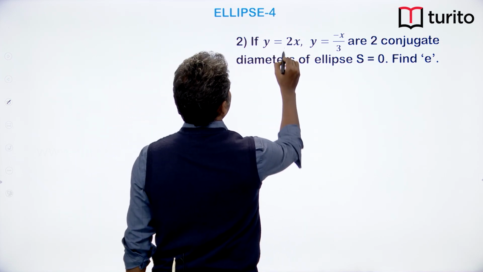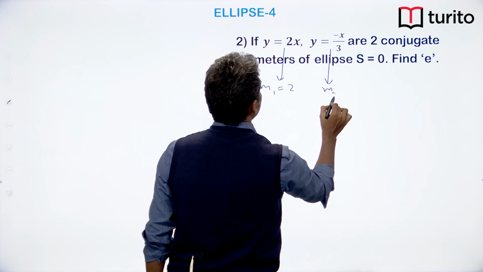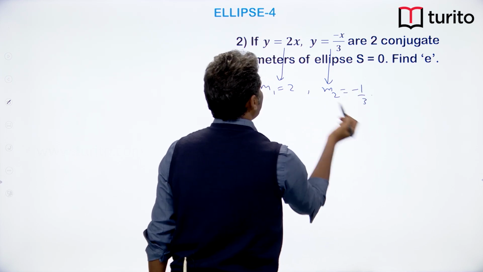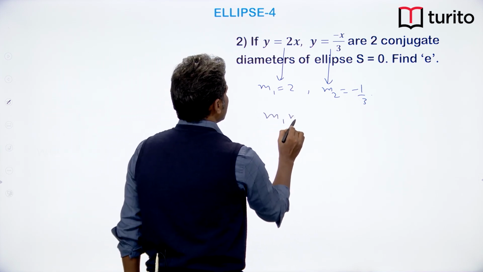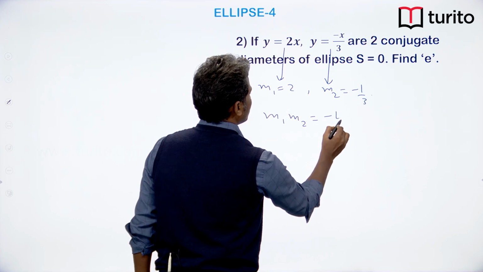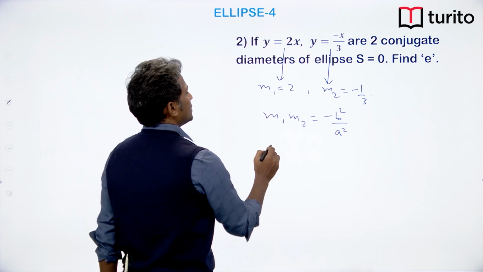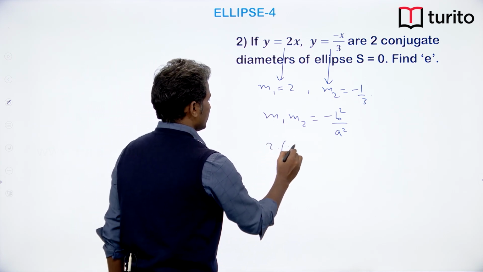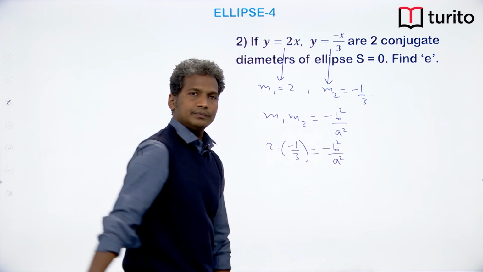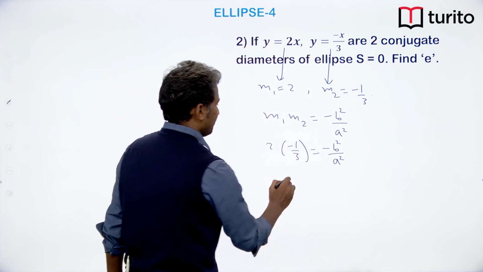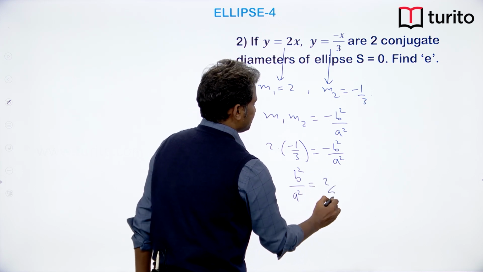Suppose we take the slope of this as m1, which is 2, and the slope of this as m2, which is minus 1 by 3. Because these are conjugate diameters, m1 into m2 must be equal to minus b square by a square. If I apply this here, 2 into minus 1 by 3 equals minus b square by a square. The minus signs cancel, and we get b square by a square equal to 2 by 3.